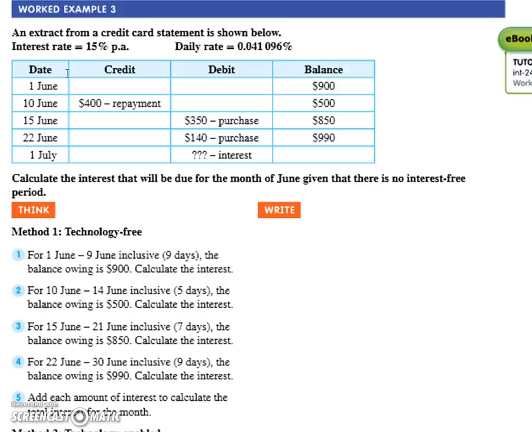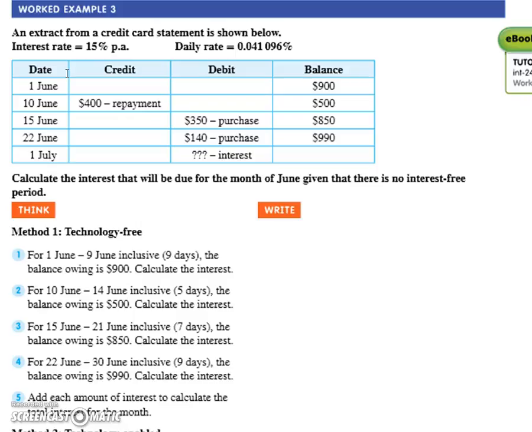Calculate the interest. Do you guys know how to read that table? All right, 1st of June. On the 1st of June, the balance was $900. So that's how much they owed on the 1st of June. On the 10th of June, they paid $400 back. So now they only owe $500. That make sense? Was $900, paid $400, they only owe $500.